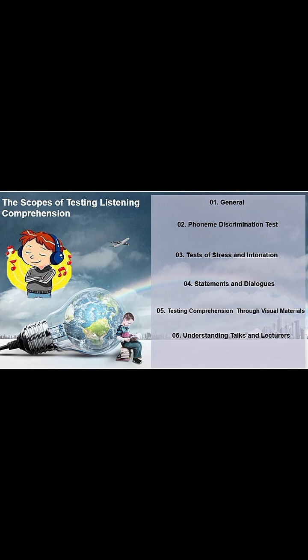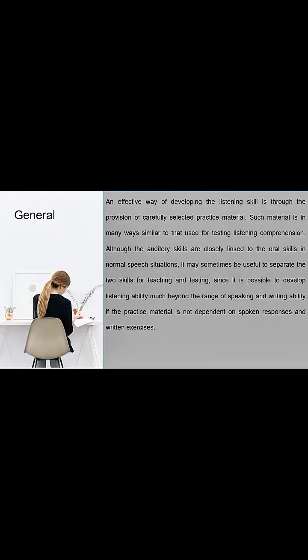There are 6 scopes of testing listening comprehension, as we can see in this slide. The first one is general, the second one is phoneme discrimination test, the third one is test of stress and intonation, the fourth one is statements and dialogues, the fifth one is testing comprehension through visual materials, and the sixth one is understanding talks and lectures.